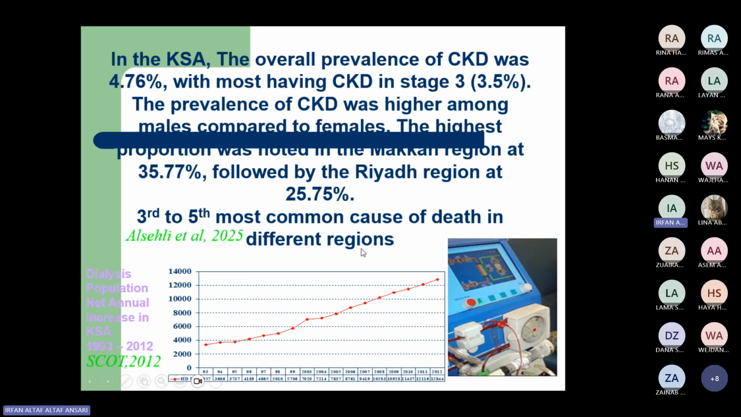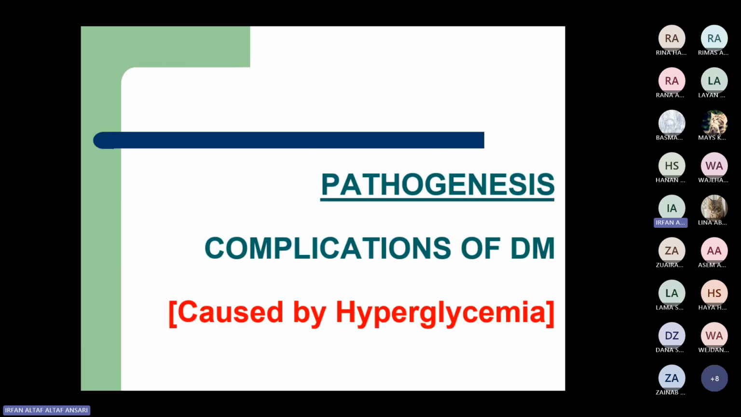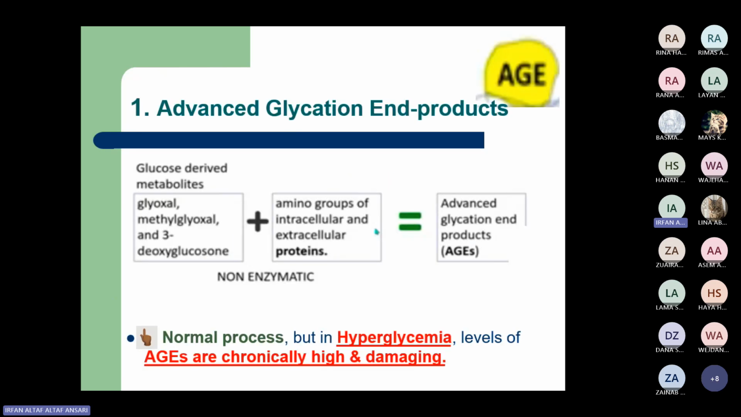So that's why it is very important to catch diabetic nephropathy at the earliest stage, start treatment, and make good glucose control, so that your patient does not go into end stage renal disease. So what is the pathogenesis? It happens as a complication of diabetes mellitus, mainly due to hyperglycemia. One pathology is advanced glycation end products, AGE.